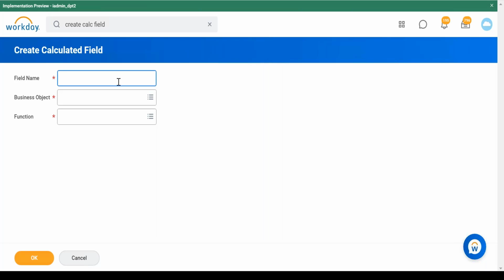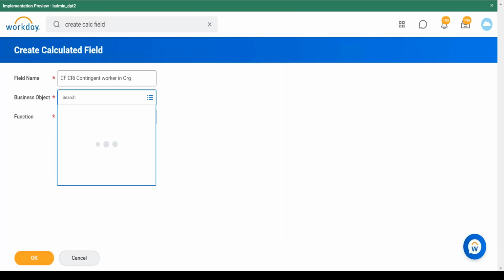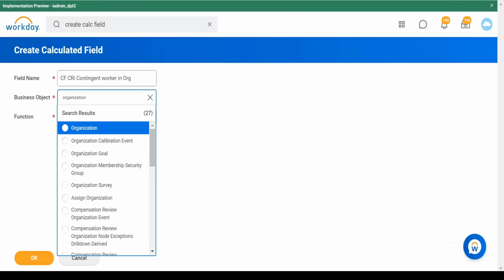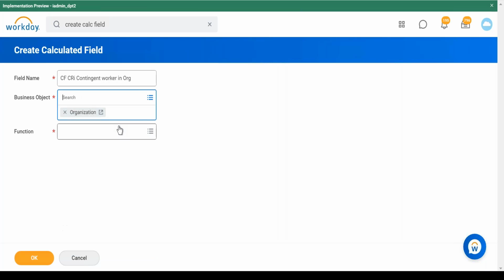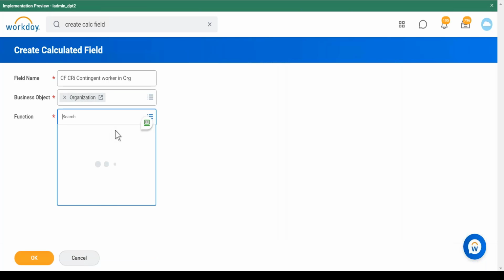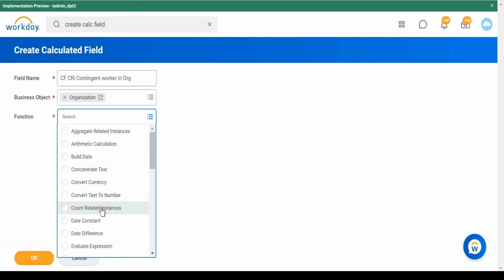I am not looking at the number of workers sitting in a worker, because workers can't sit in-house, right? It's only organizations under which workers sit, right? So my business object here will be organization. I'm going to see what all BOs come up when I type organization. There might be a lot. I'm just going to select the first one because I know this is what I need. And my function here will be count related instances.